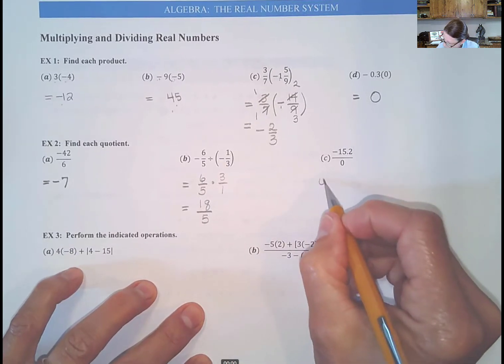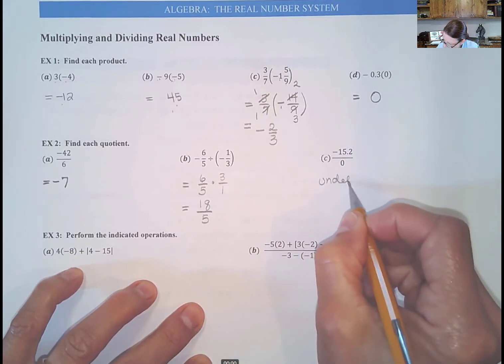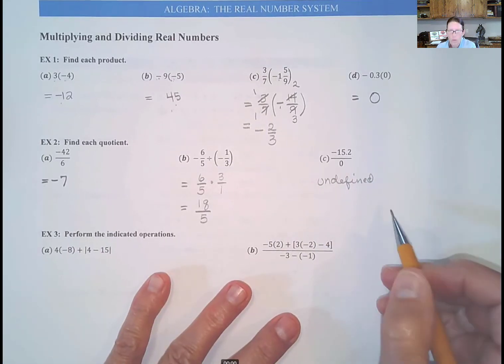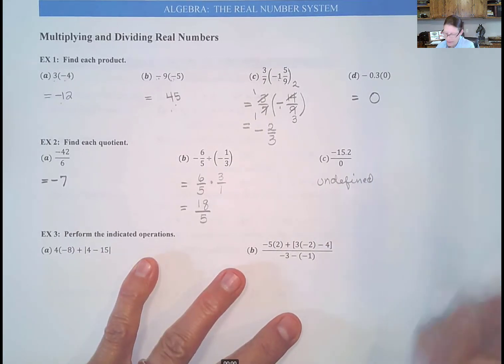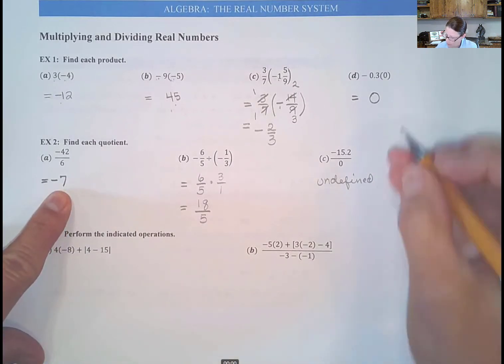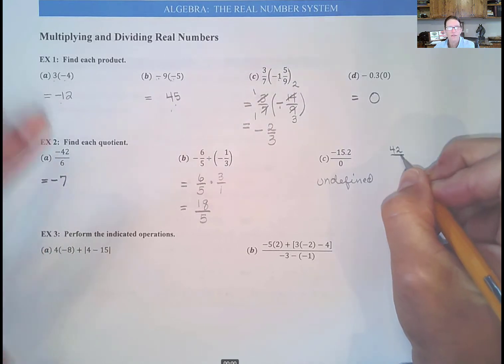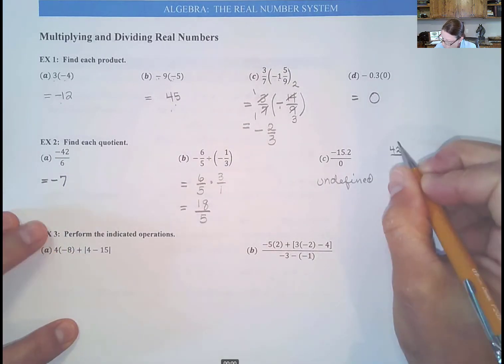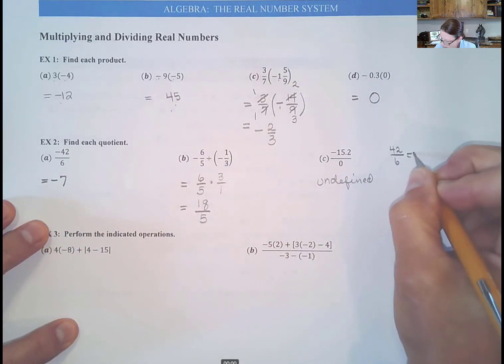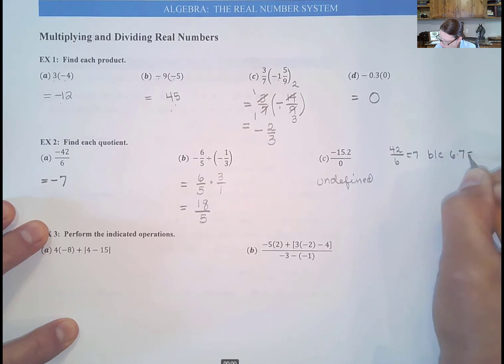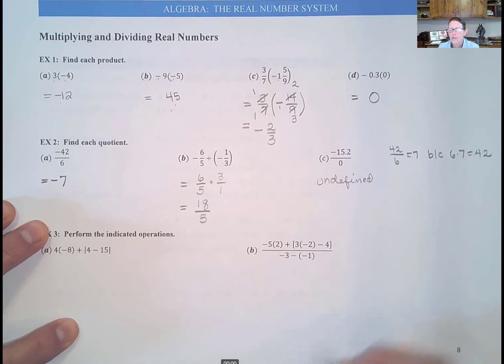Division by 0 is undefined. We just really have no way to deal with that. One way to explain why that is, if I look back at part A, we said 42, I'm just going to think of positive numbers here, okay? 42 divided by 6 is 7, because 6 times 7 is 42.